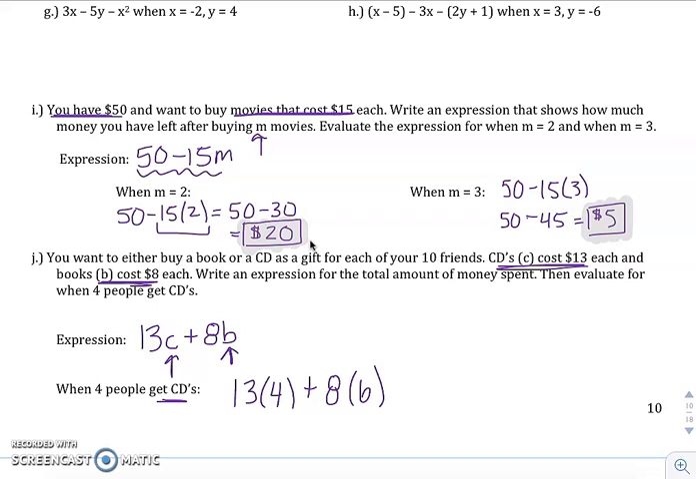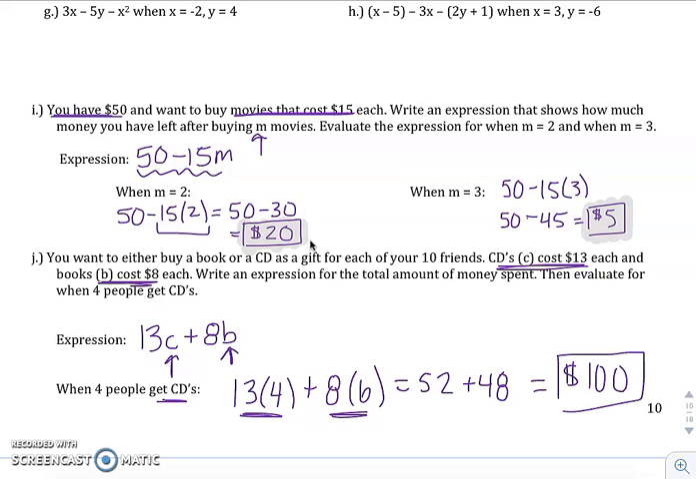So 13 times 4 plus 8 times 6. So we get 52 plus 48. 13 times 4, 8 times 6. So you would spend a total of $100 even for your 10 friends. That's not terrible. That'd be about $10 a friend, right?